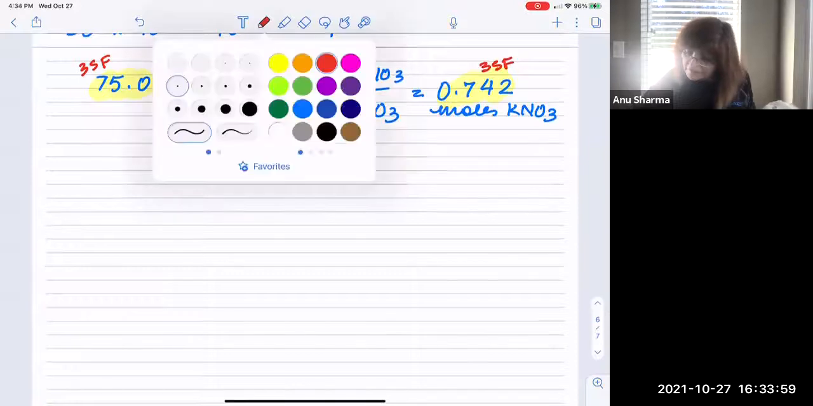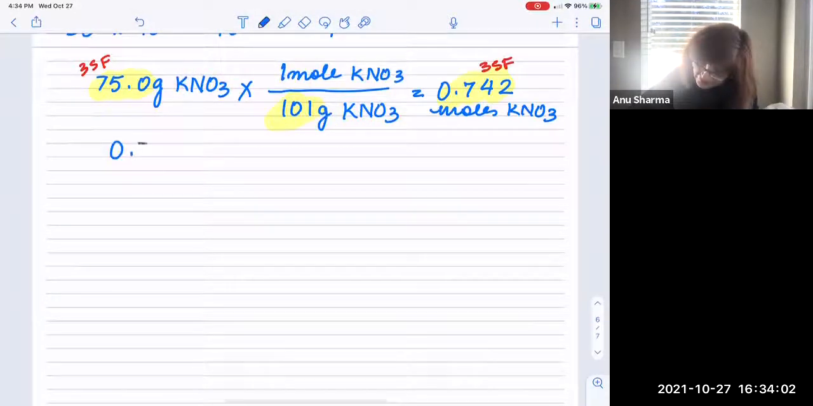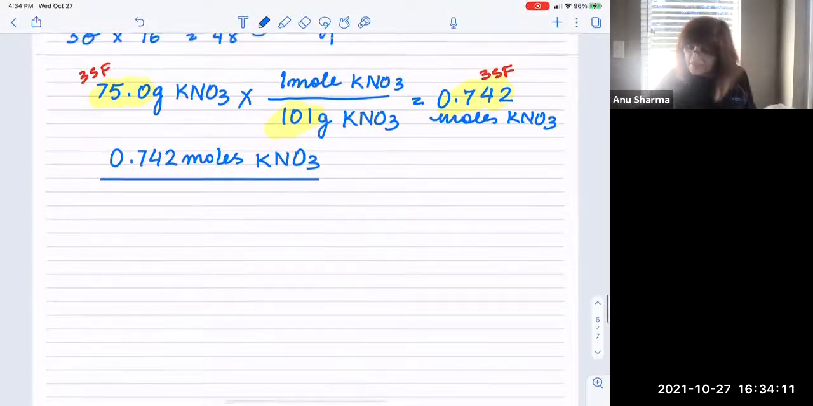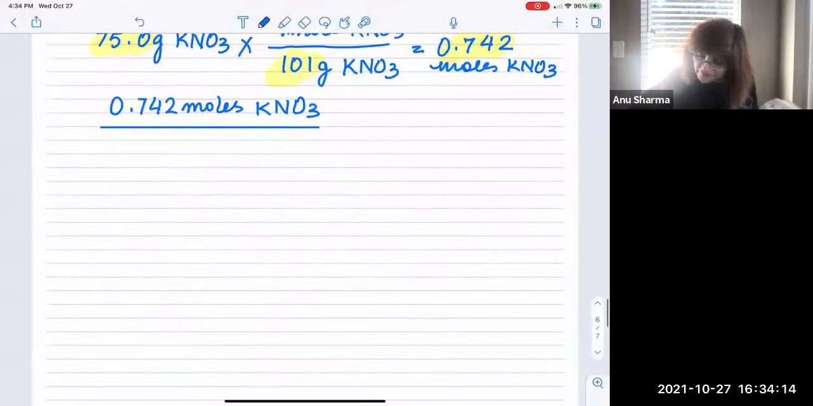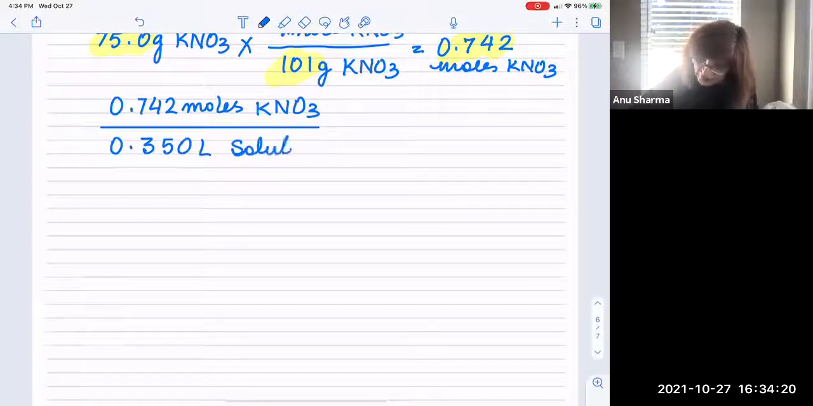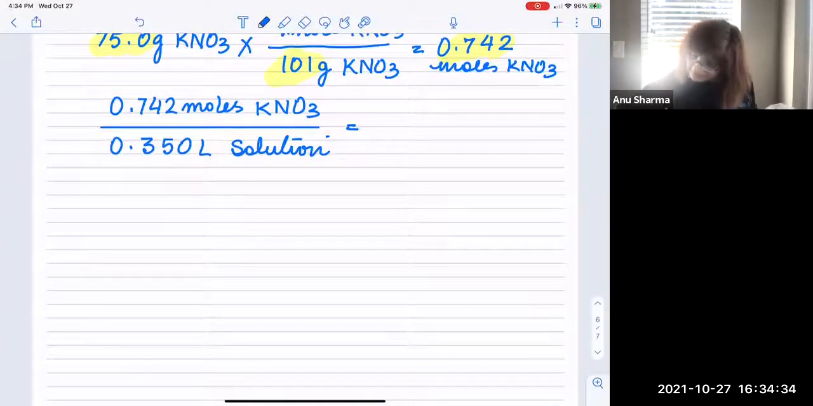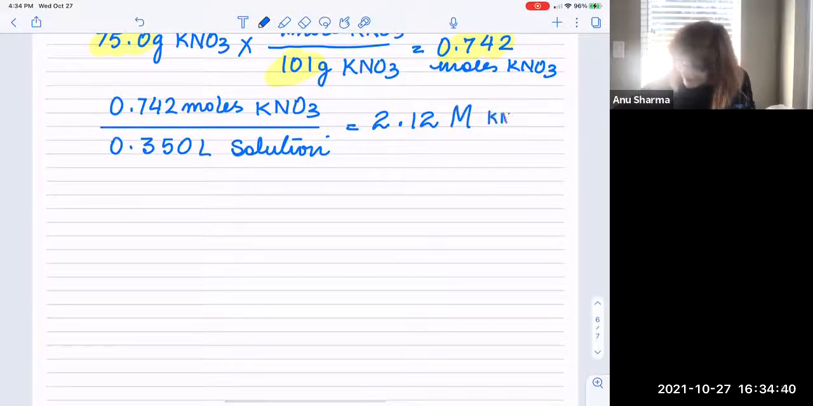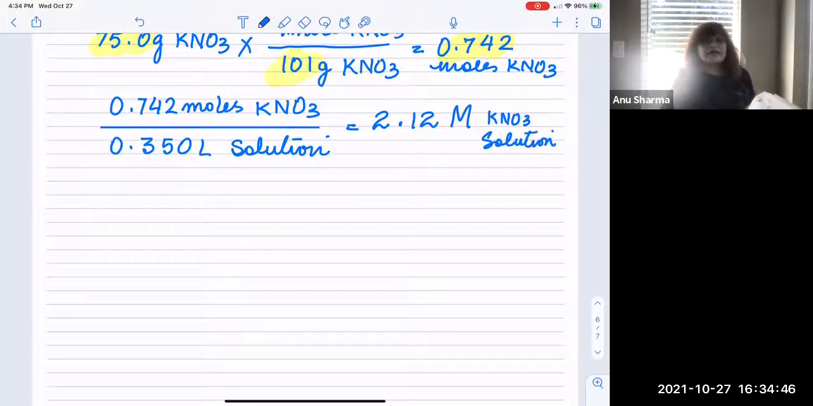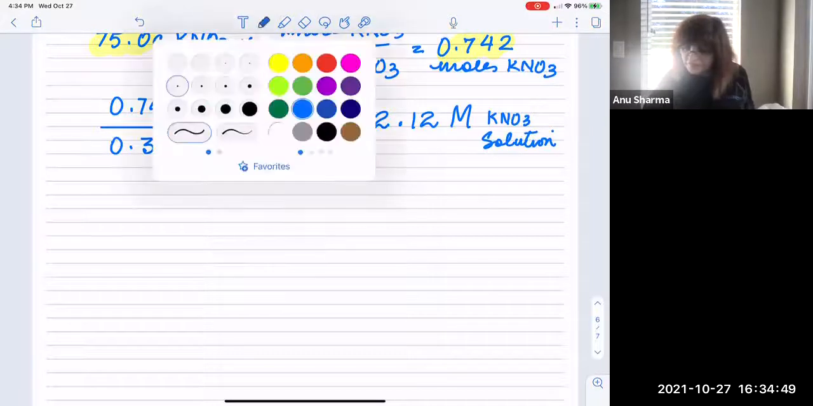All right, next you take these 0.742 moles of KNO3 and divide that by the volume that is given, 0.350 liters of solution. And what do you get here? This comes out to be 2.12 molar KNO3 solution. Always write down the name of the chemical that is associated with those numbers.